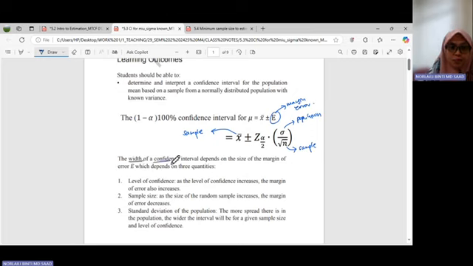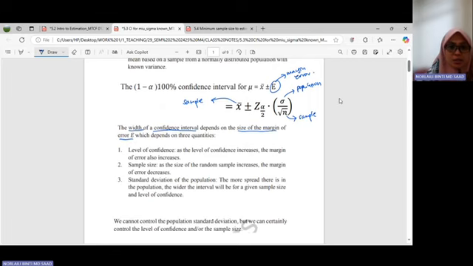The width of the confidence interval depends on the size of the margin of error E, and this margin of error E depends on these three quantities. First, the level of confidence. When you have a higher level of confidence, the margin of error also increases. It means that when 1 minus alpha times 100% increases, your margin of error also increases. Then second, sample size. As the sample size increases, the margin of error will decrease. So we can state here, as your N increases, your margin of error will decrease.